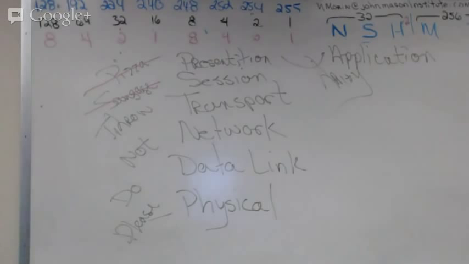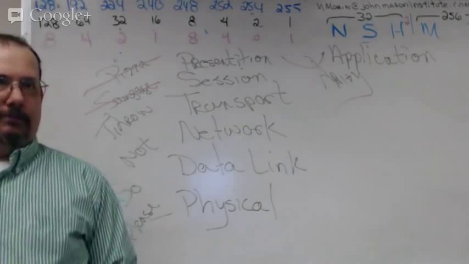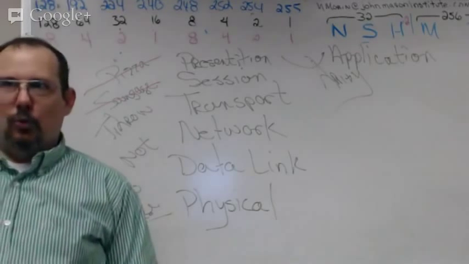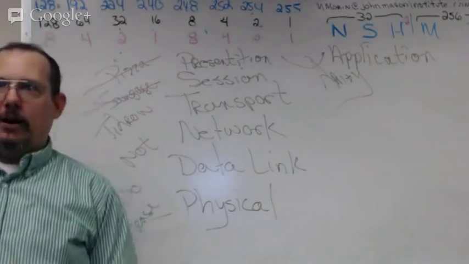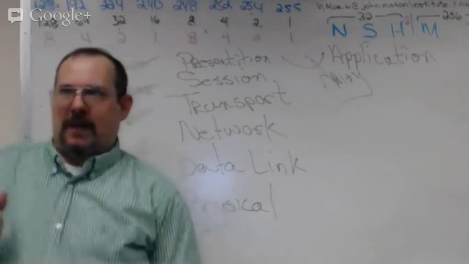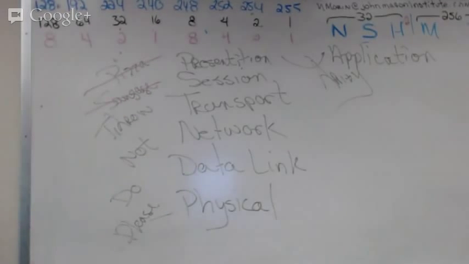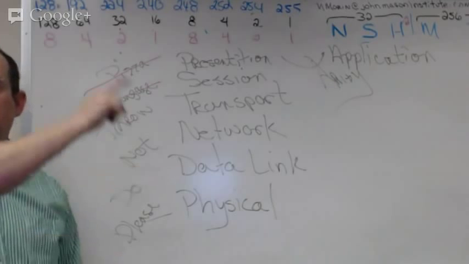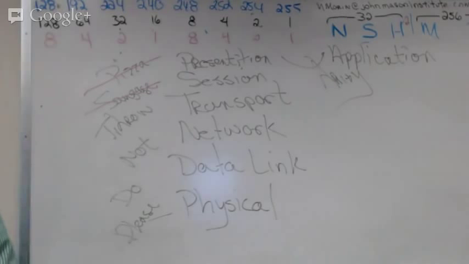So again, on page 14, application layer, they say it is end user interface. We're on the computer. We open our Internet Explorer to go type www.google.com. The browser is our application, and it's going to use everything else because it has to go out on the internet to find Google. Okay?